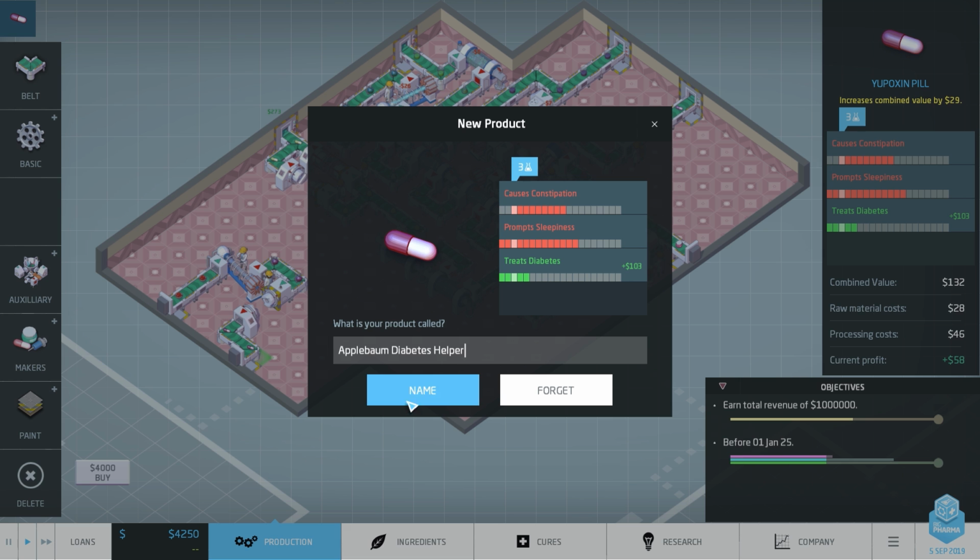New product, diabetes helper. I kind of like that one actually. Dia bye bye. One more time. Dia bye bye. Pro. Let's go with pro.